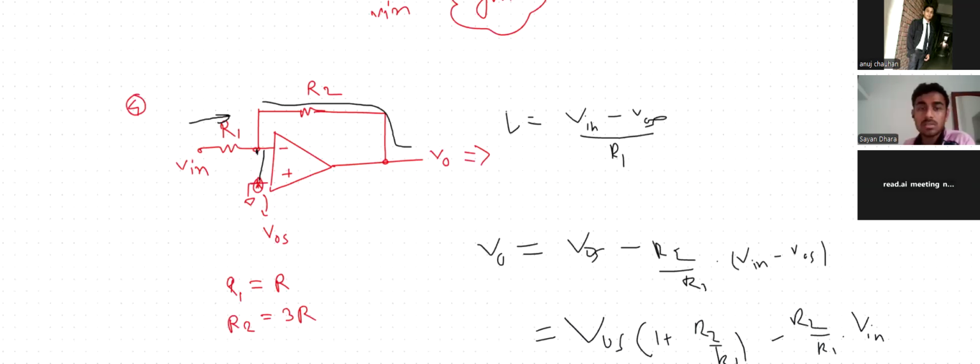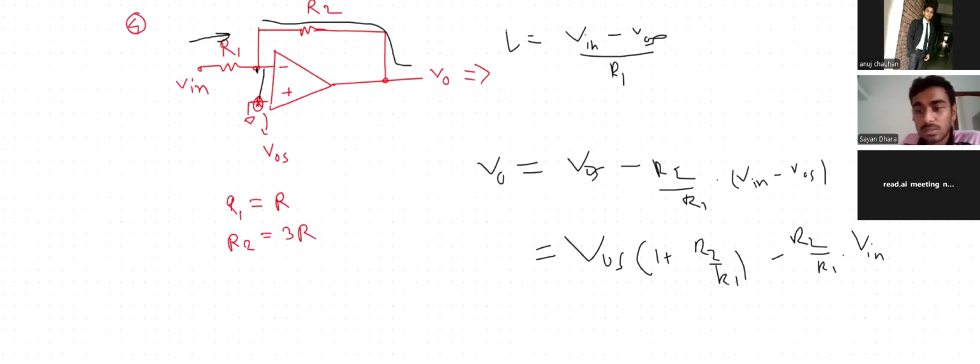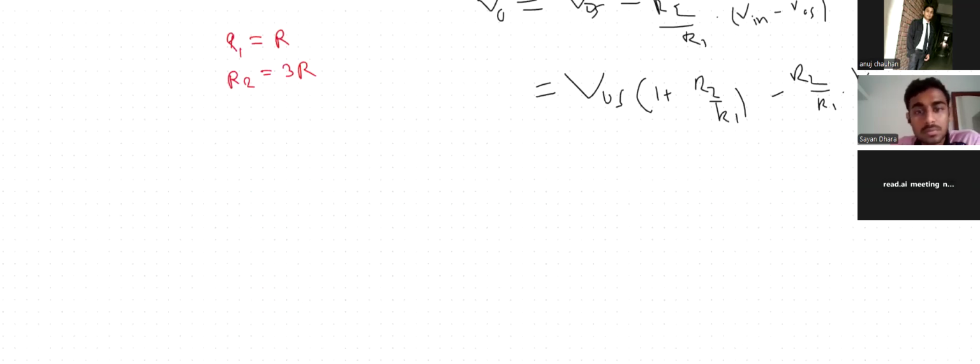That is fine. How much output you are getting due to input only? That is minus R2 by R1 times input. Then why didn't you apply the superposition at that time? You went through all this node voltage, KVL, KCL. Directly you have two independent input sources, one is offset, one is input. Calculate output for each individually, short one at a time. So superposition is simple, and you can compute.